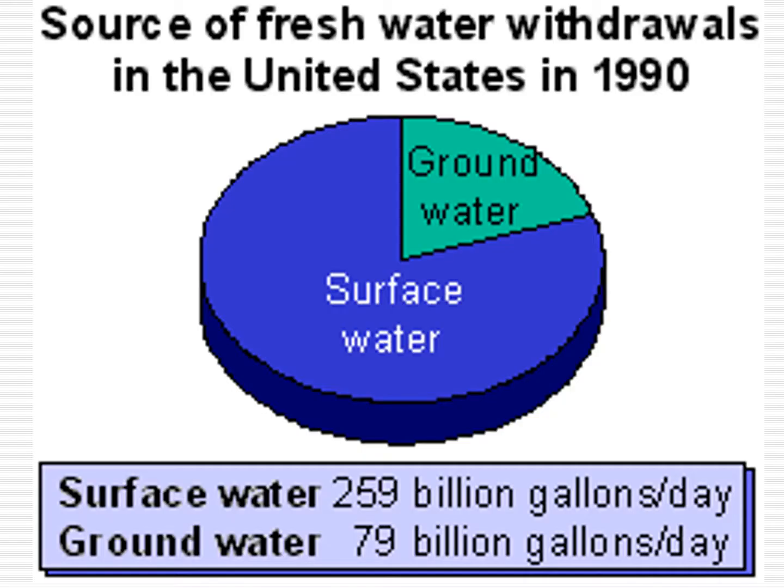So where are our freshwater withdrawals? And this slide is an older slide, but the amounts haven't changed really that much. So in 1990, the surface water draw in the United States was 259 billion gallons a day, and the groundwater was 79 billion gallons a day.